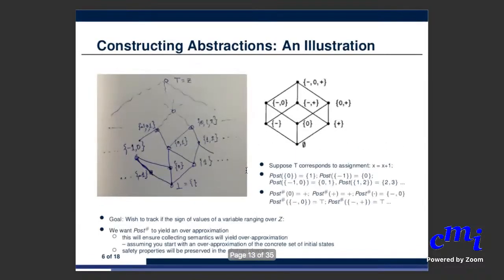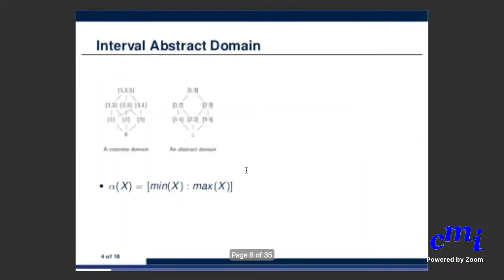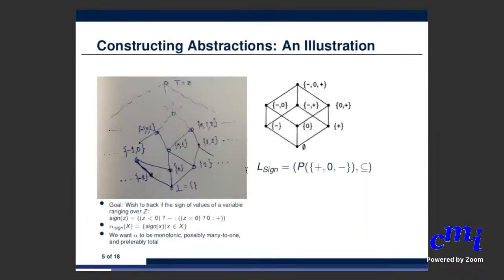Okay, here is another example of an abstraction. If you want to keep track of only the signs, this is my infinite lattice of all integers, the Z thing. If you want to keep track of only signs, whether it is 0, positive, or negative, then your abstract domain has only finitely many elements.